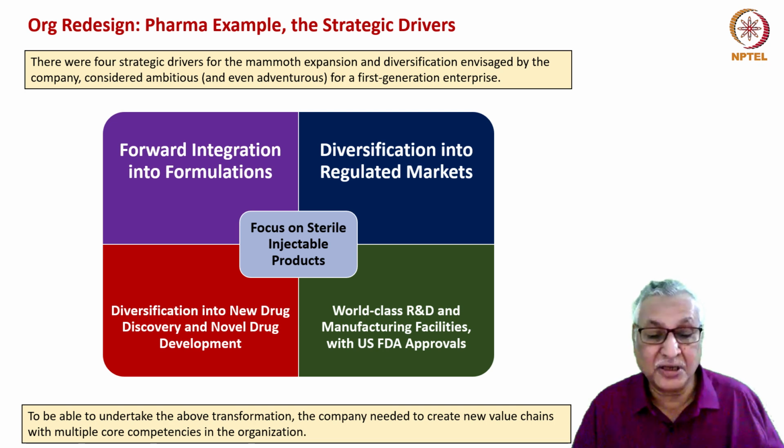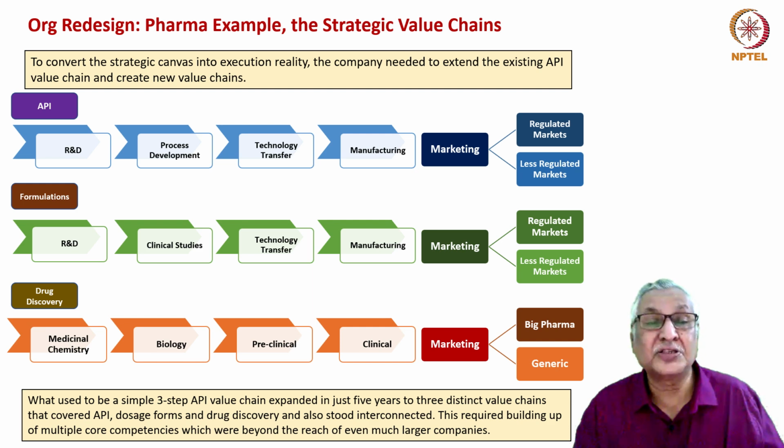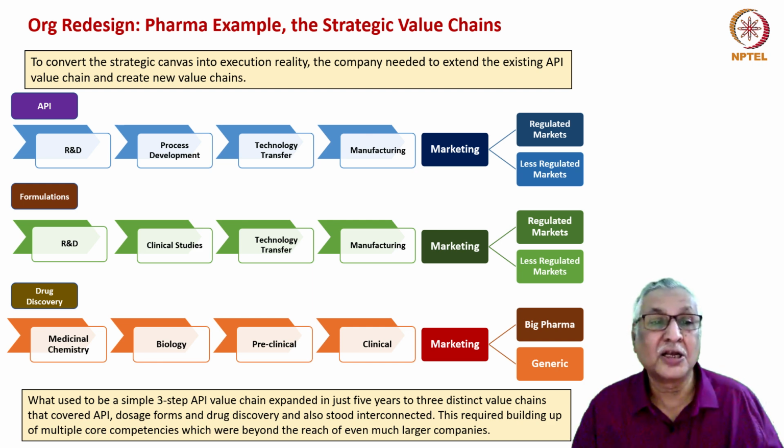To be able to undertake the above transformation, the company needed to create not merely people or teams of people. It created a whole new value chain system with multiple core competencies in the organization. You can see that here. The organization redesign was buttressed by creation of new strategic value chains. In the API field, R&D, process development, technology transfer, manufacturing and marketing, again to regulated markets and less regulated markets, became the new expansive value chain organized in respect of each product line.